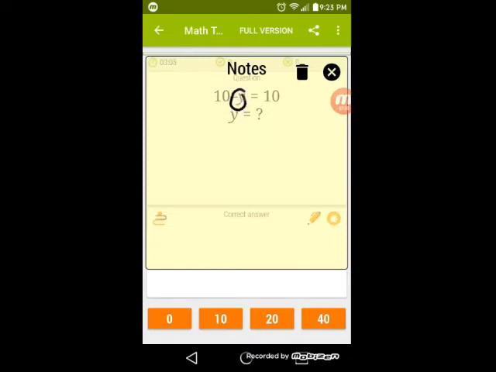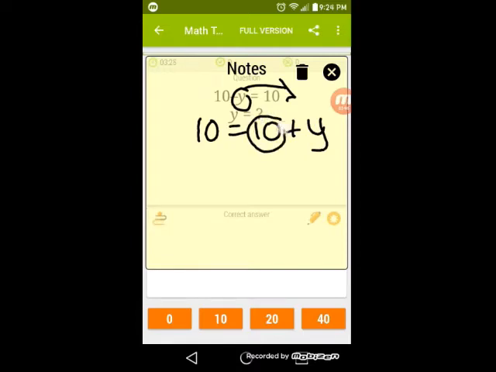is I will take this minus y over to this side. And when I take it over to the right side, it will change sign and become a plus y. So 10 will be left on this side, equals 10 plus y. See? So the y has gone over to the other side, it's changed sign.